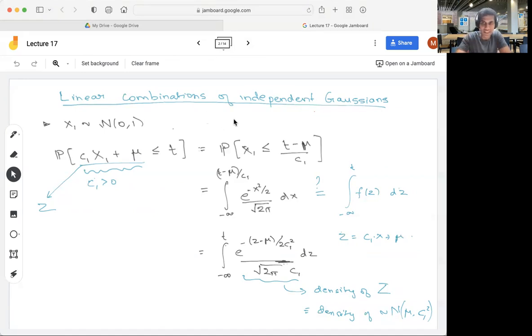A Gaussian is defined by its density. So we were studying some random variable which was obtained by scaling a Gaussian and shifting it. And we computed the density of this new random variable, which also was the density of an appropriate Gaussian.